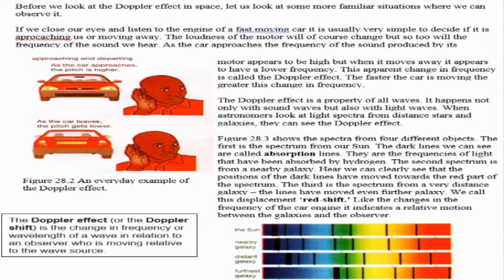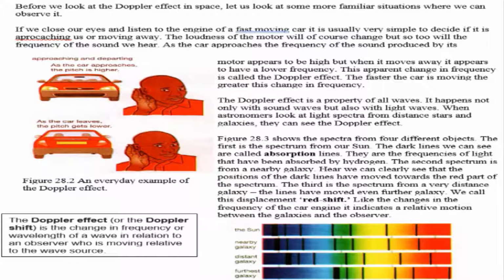Before we look at the Doppler effect in space, let us look at some more familiar situations where we can observe it. If we close our eyes and listen to the engine of a fast-moving car, it is usually very simple to decide if it is approaching us or moving away. The loudness of the motor will of course change, but so too will the frequency of the sound we hear. As the car approaches, the frequency of the sound produced by its motor appears to be high, but when it moves away it appears to have a lower frequency. This apparent change in frequency is called the Doppler effect. The faster the car is moving, the greater this change in frequency.